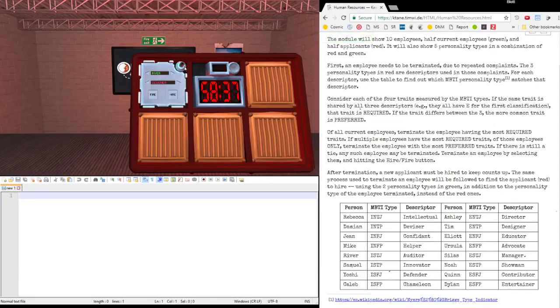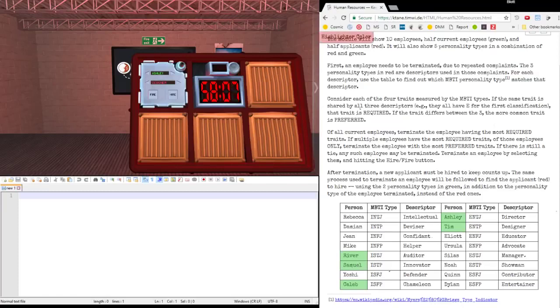So, as the defuser, I will tell my expert, alright, got Human Resources, green names, and I like to announce what I'm saying. That way, if they are used to a different method, they can adjust on the fly. Alright, green names, I have River, Tim, Caleb, Samuel, and Ashley.